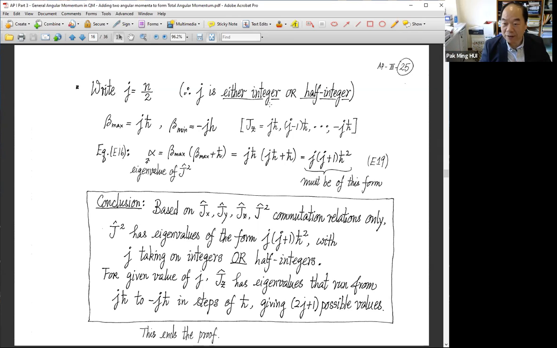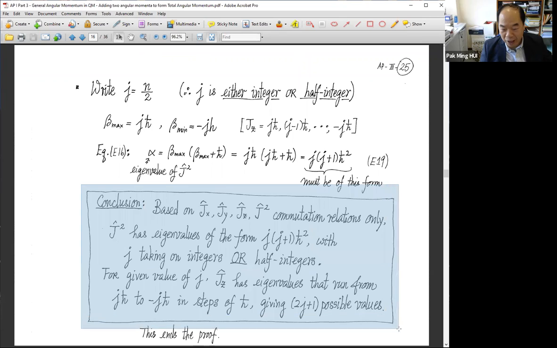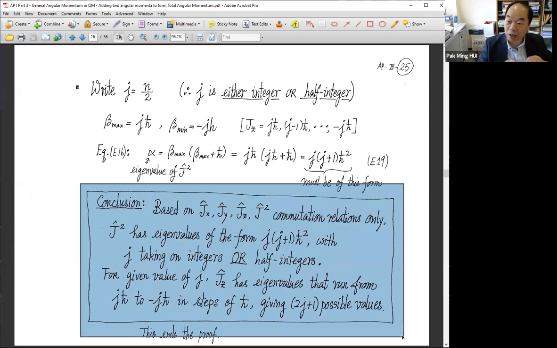big picture. The commutation relations of angular momentum in general enforce some very interesting criteria on the eigenvalues of the length, particular form, and eigenvalue of the Z component, and possible number of it. Okay.